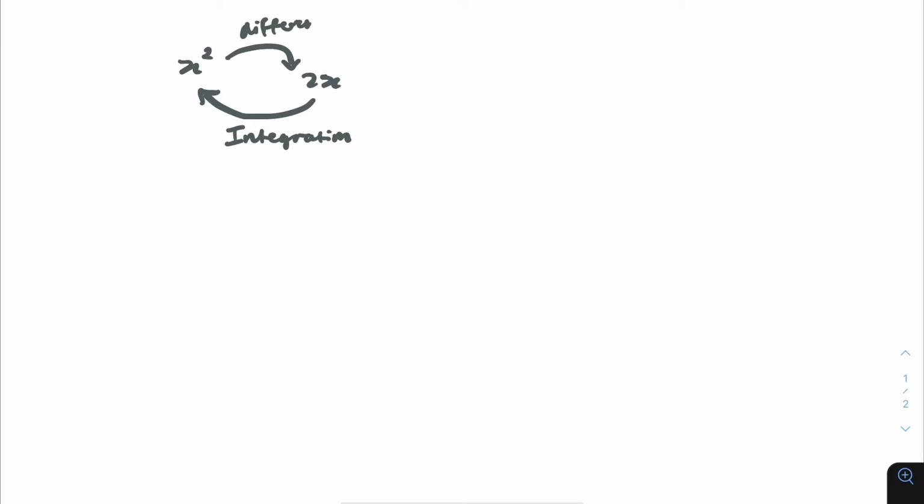Let's say you had x squared. Well, it differentiates to form 2x. But going back, it forms x squared. So this here is integration, and this here is differentiation. So really, we just need to reverse the rules we use for differentiation and apply them to integration. Okay, so let's go into that in some more detail with some concrete rules.